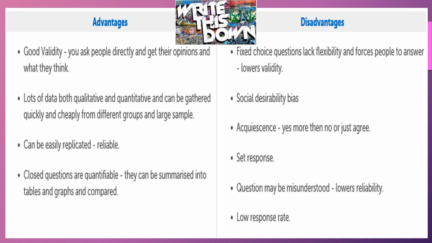So in terms of advantages, you generally have quite good validity. It's asking people directly to get their own opinions, their own perspectives and their values and beliefs. This is stronger if you have open-ended questions where they can expand on their answers than if you have closed questions. You can gather lots of qualitative and quantitative data, and it's usually quite quick and cheap. You can therefore target large sample groups to reduce the impact of anomalies, and you can try and target lots of different groups to make your sample a bit more representative.